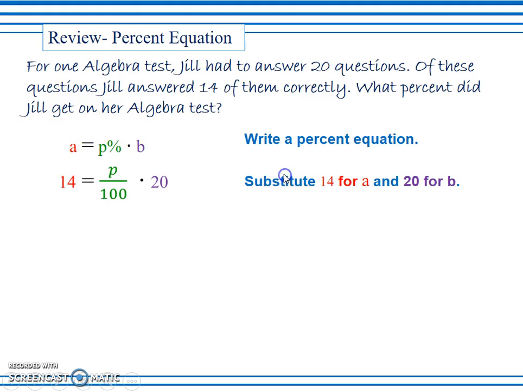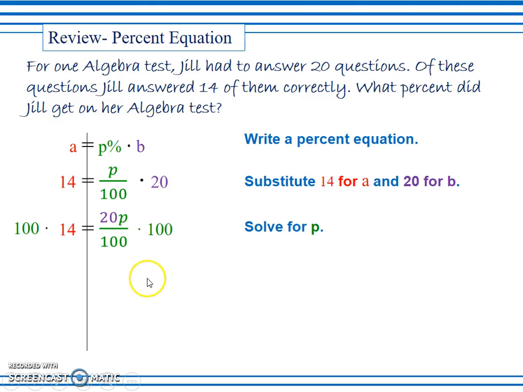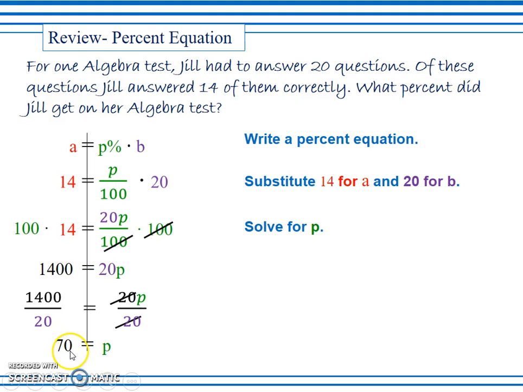So if I substitute in, this is what I have, and then I can solve. I'm going to use my multi-step equation way to solve this one, and I get percent is 70%. So let's go back and make sure that makes sense. 14 out of 20 is 70%. Half of 20 would be 10, and it's more than 10, but not too much more. So yes, that makes sense. Jill earned 70% on her test.